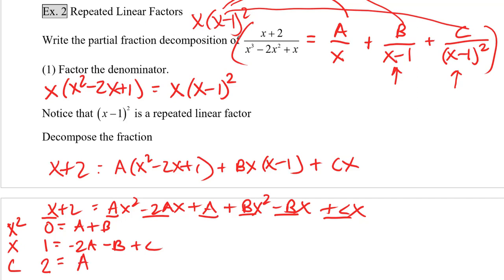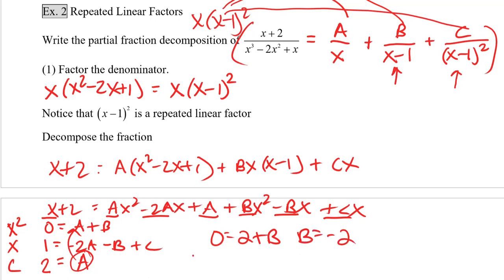Oftentimes it's okay for us to use our calculators and matrices to solve these equations, but this one isn't that hard. We know that a is equal to 2. If a is equal to 2, then 0 equals 2 plus b, which means b equals negative 2.